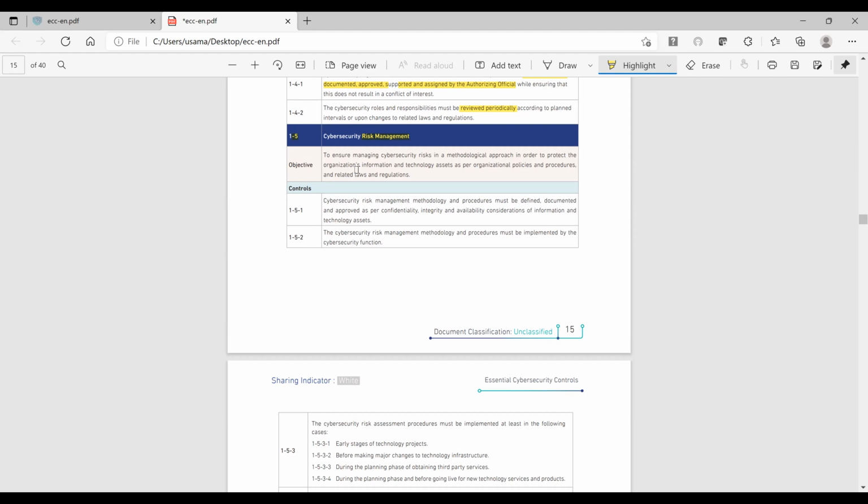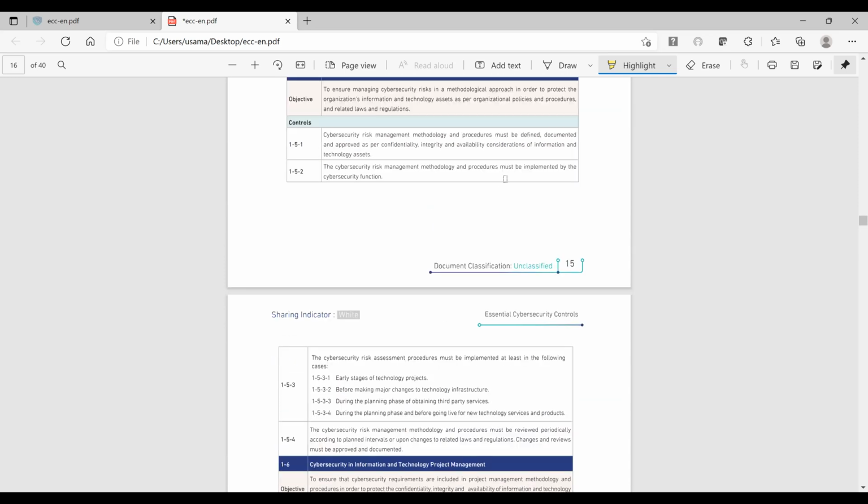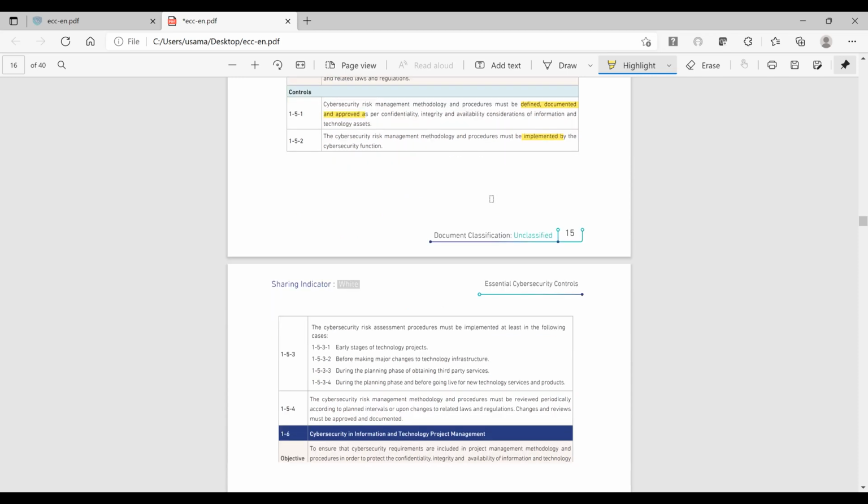Of course, risk management is very important, and you find that it is part of the ISO. We have a complete document, 27005, on how you can implement risk management guidelines, and there are a lot of methodologies to implement. Okay, now you will find the same things which we highlighted before: the controls must be defined, documented, and approved. It must be implemented. I will not repeat this because of our time.